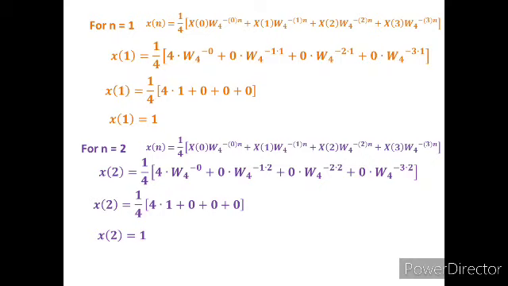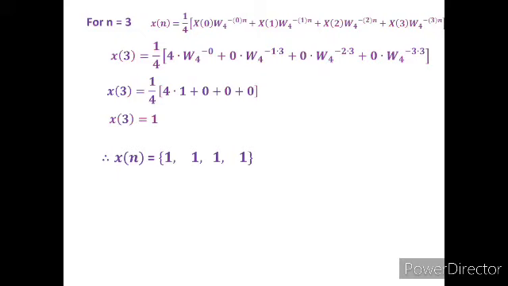Now, similarly, we have to solve for n is equal to 2. So x of n, we have this particular expression: 1 by 4 into X of 0 into W4 to the power of minus 0n, X of 1 W4 to the power of minus 1n, X of 2 W4 to the power of minus 2n, X of 3 W4 to the power of minus 3n. Now, wherever n is there, substitute it as 2. So we got 4 into W4 to the power of minus 0, and since all the other three terms are 0, it becomes 0. So again, we got x of 2 as 1.